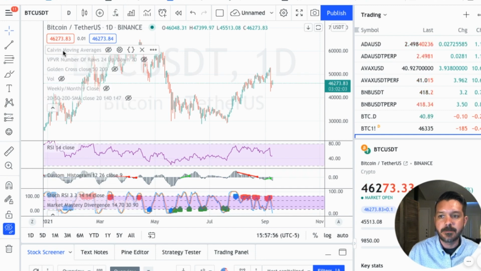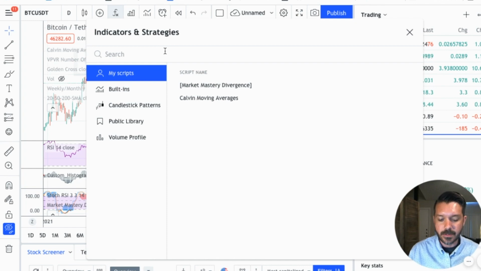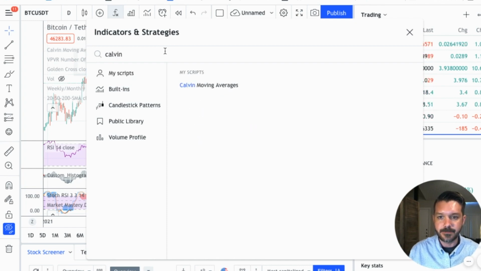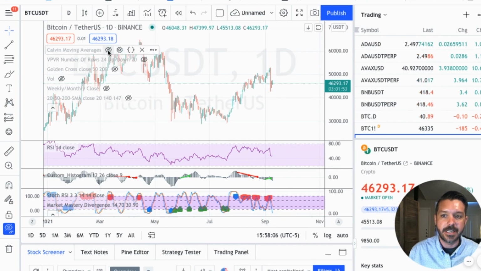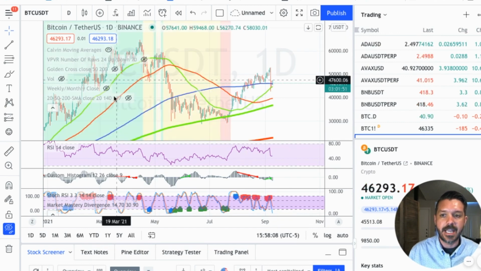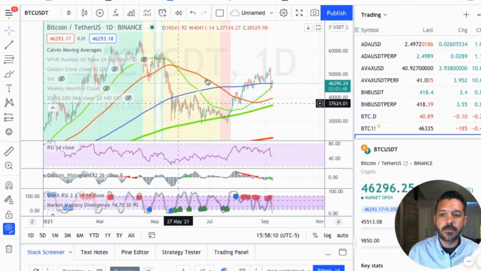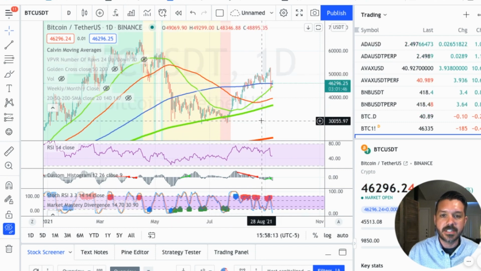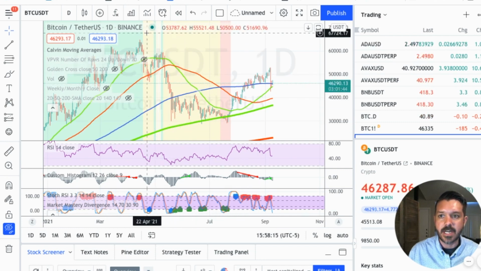So the first one is called Calvin Moving Averages. And so in order to find this, you just go to Calvin Moving Averages. You would just click on this and it would add it on here. And I'll go ahead and turn this on. And what it does is it overlays some moving averages and data points on top of the chart.